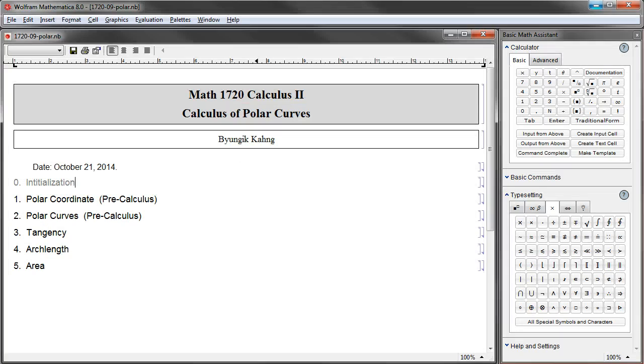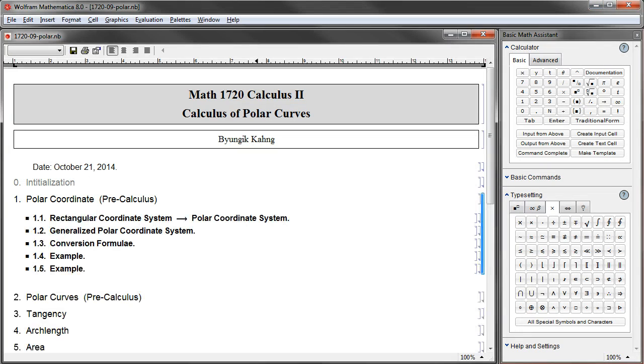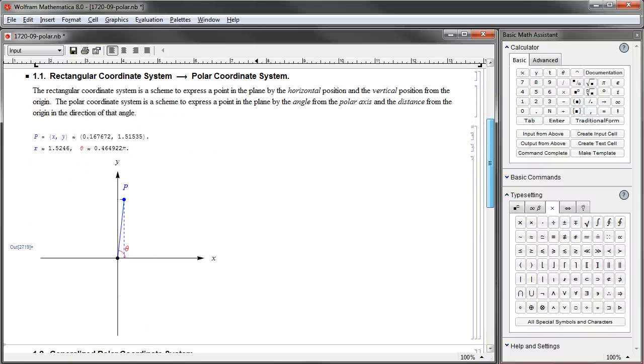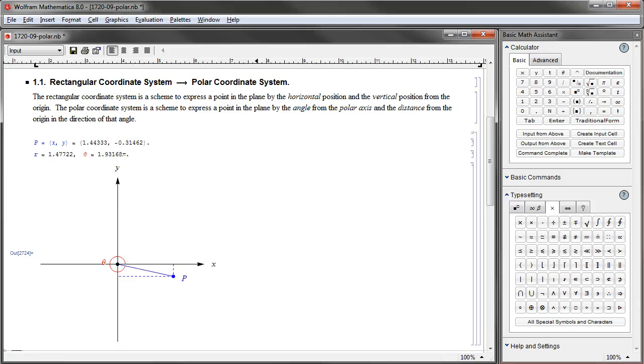Alright, let's go over to our review using the Mathematica notebook. And here's a visualization of rectangular and polar coordinate systems. A rectangular coordinate system is a scheme to represent a point in a plane by horizontal and vertical positions. Horizontal and vertical positions are typically expressed as x-coordinate and y-coordinate, and those are a pair of real numbers, like this number and that number.